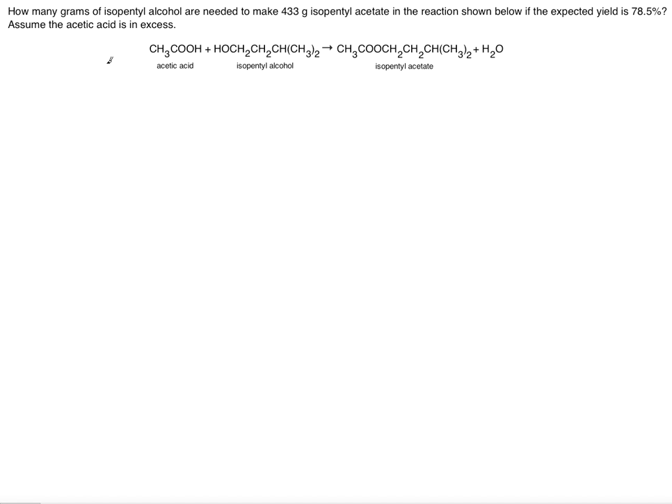How many grams of isopentyl alcohol are needed to make 433 grams of isopentyl acetate in the reaction shown below if the expected yield is 78.5%? Assume the acetic acid is in excess. Okay, so the first thing that you will do, you will understand how to use the percent yield.